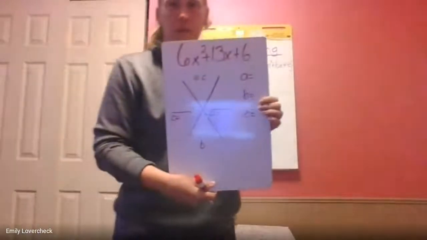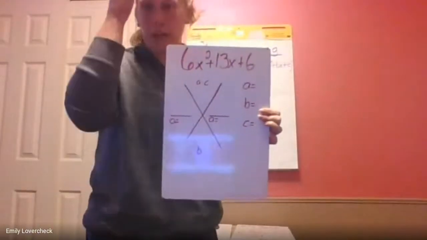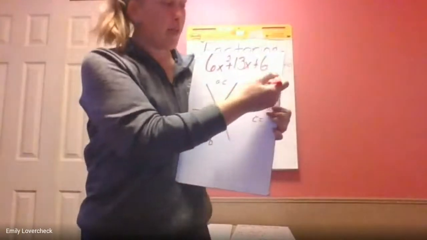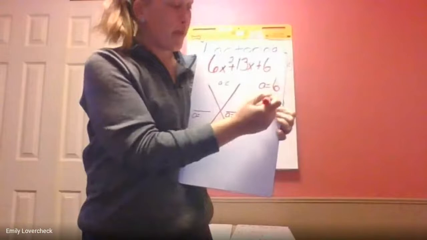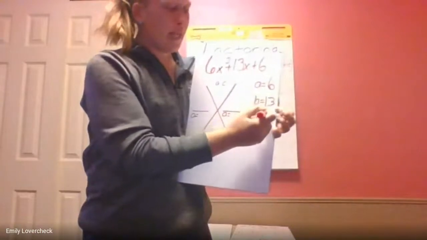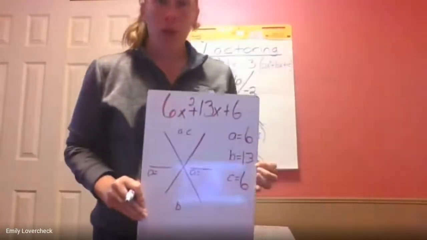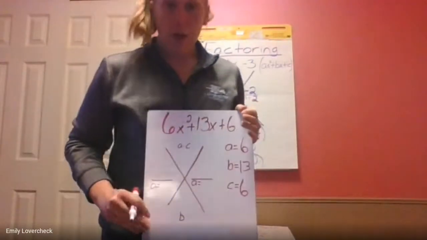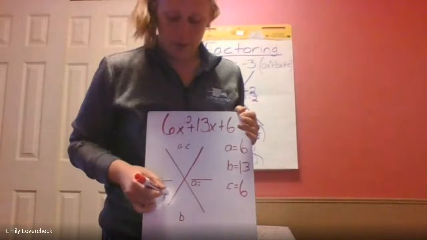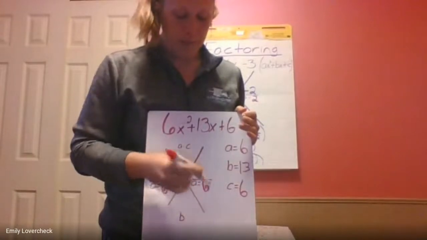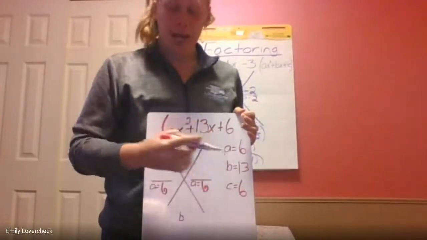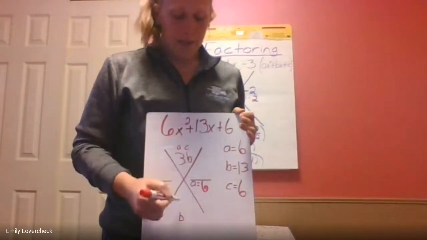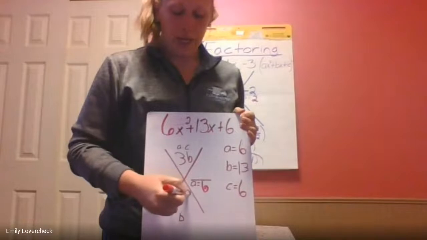So I have this problem here: 6x squared plus 13x plus 6. So I identified A is going to be 6, and B is going to be 13, and C is also going to be 6. There's no GCF here, so I'm perfectly fine. So I'm just going to fill in my board. So I end up with A is 6, A is 6. A times C right here, that's going to give me 36. And then my B is 13.